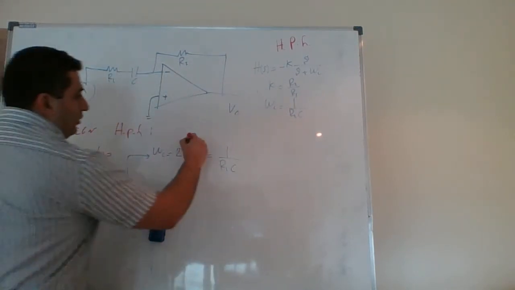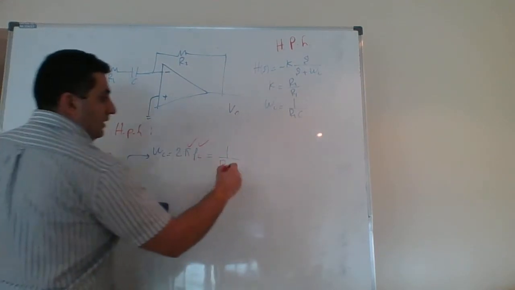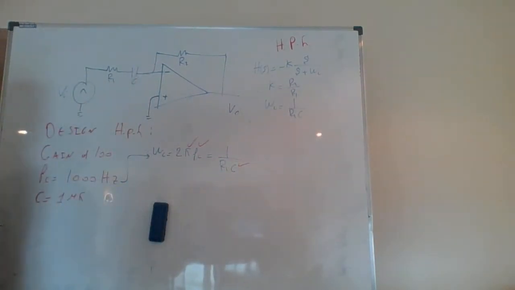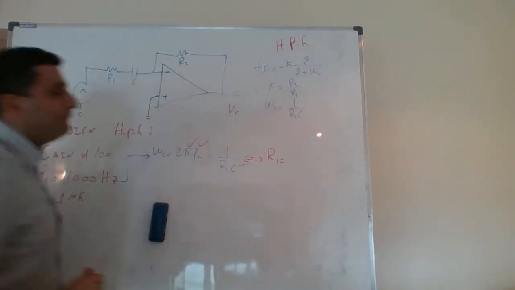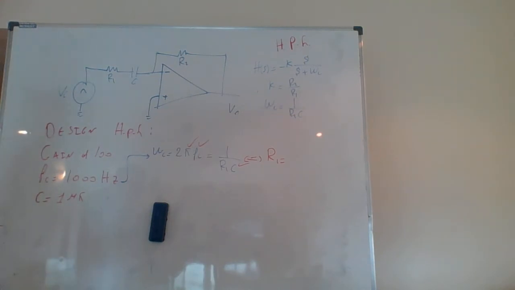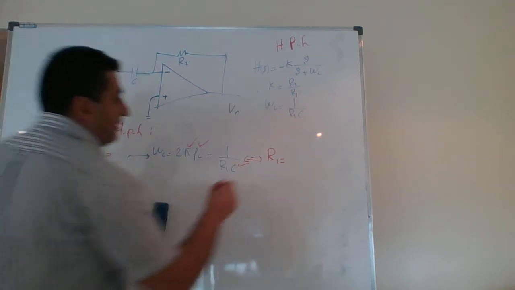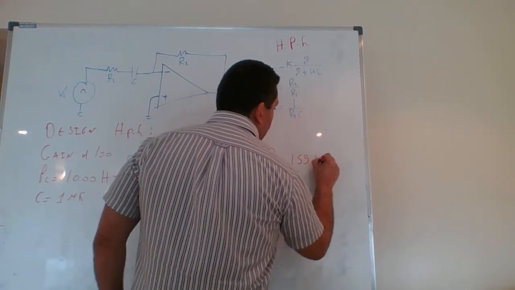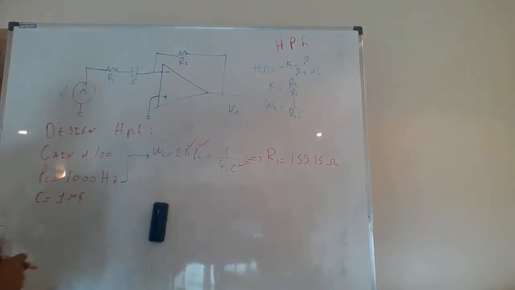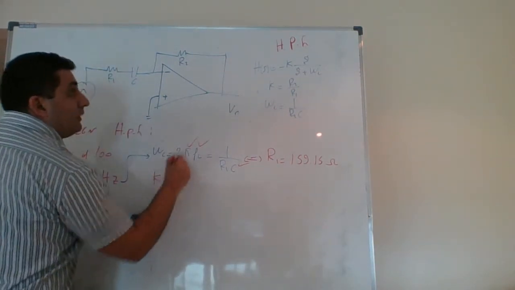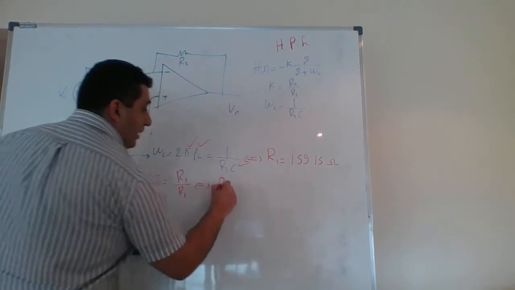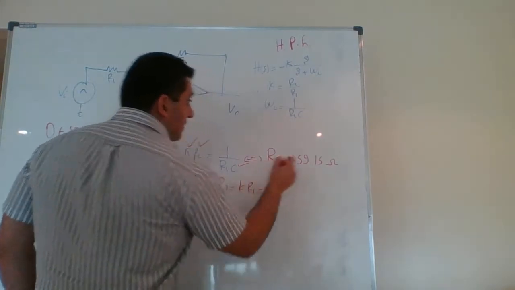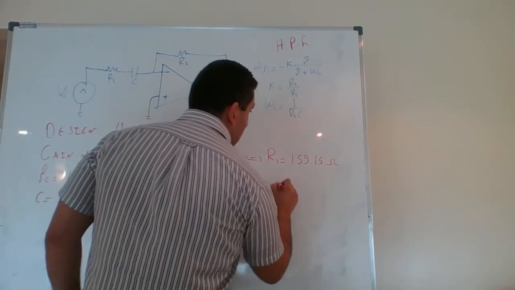Look, I know what pi is, I know what FC is, I know what C is, 1 microfarad. So now this gives me R1. If you do the calculation, you will end up with R1 equal to 159.15 ohm. Perfect. Gain K is equal to R2 over R1. So therefore, R2 is equal to K R1.